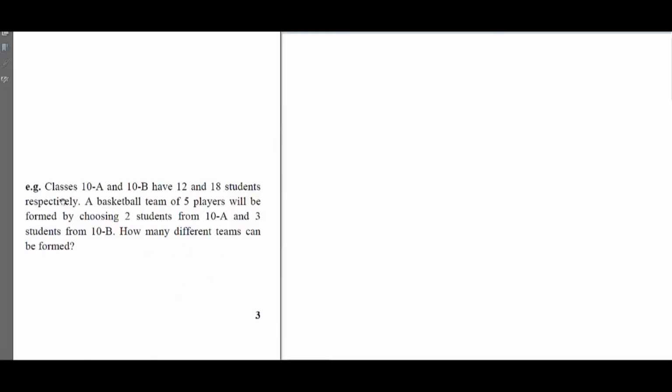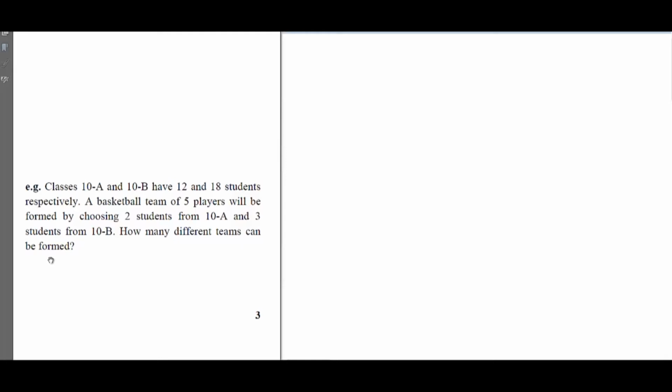Another example: classes 10A and 10B have 12 and 18 students respectively. It means there are 12 students in 10A and 18 students in 10B. A basketball team of 5 players will be formed by choosing 2 students from 10A and 3 students from 10B. It means from 12 students we choose 2 of them, and from 18 students we choose 3 of them. How many different teams can be formed?